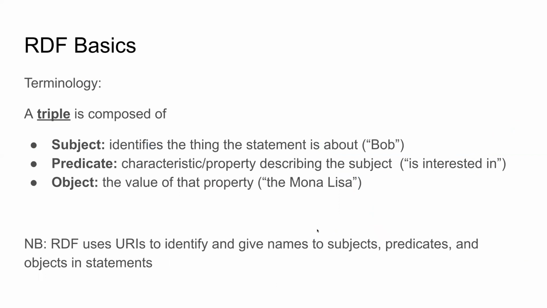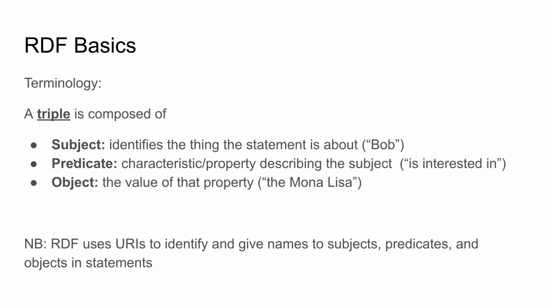So in terms of terminology, a triple is composed of 3 elements, as we said. The first element is called a subject, which identifies the thing the statement or the triple is about, in our case, Bob.